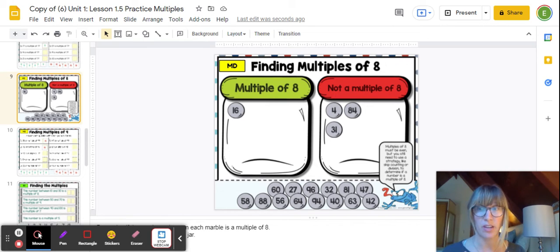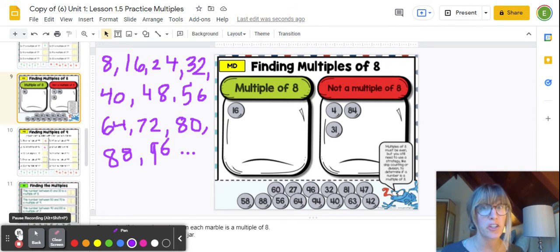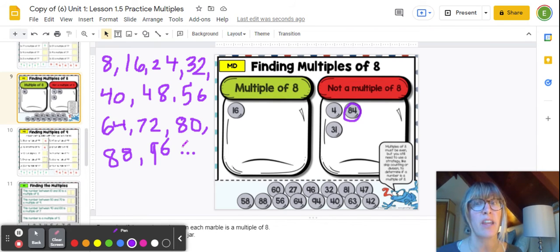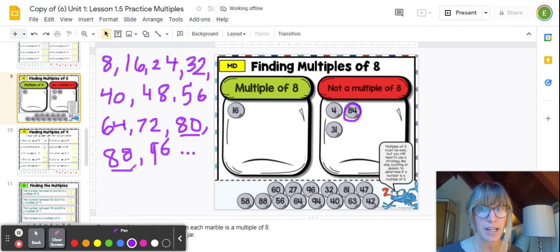Are they a multiple of 8 or not a multiple of 8? You can use multiplication facts or a multiplication table to help you here as well if you want. Here are some listed here. You can also use division to help you. If you get a remainder, you know it's not divisible. So these numbers here have been sorted, right? Like say the number 84, we know it's not a multiple of 8 because we hit 80 when we count by 8s. We hit 88 when we count by 8s, but we don't hit 84. So 84 is not a multiple.